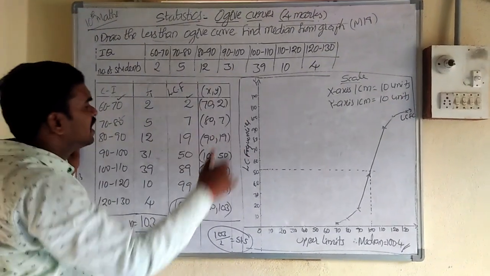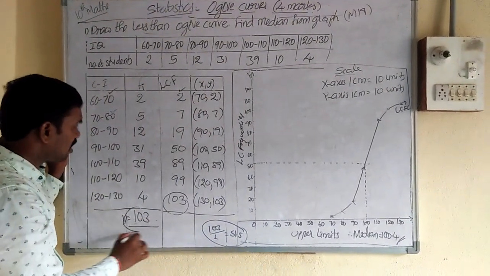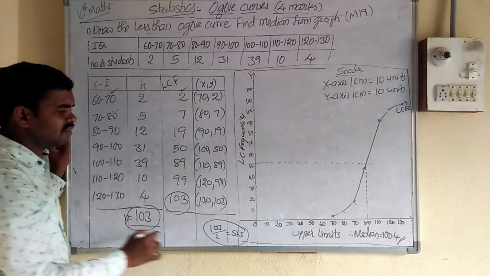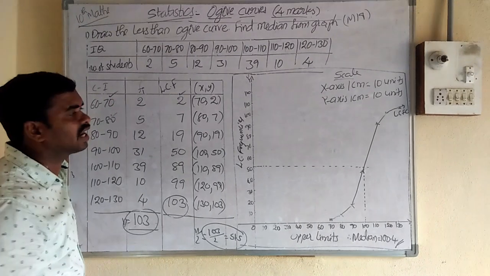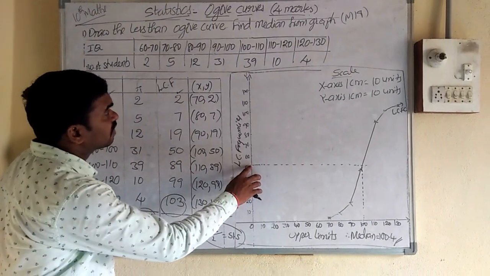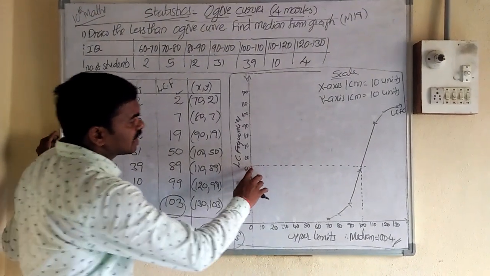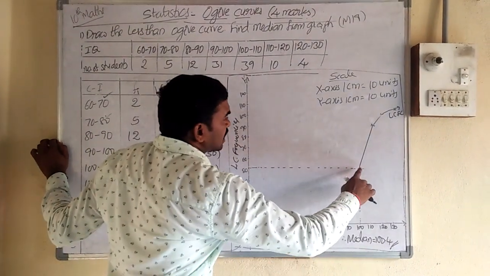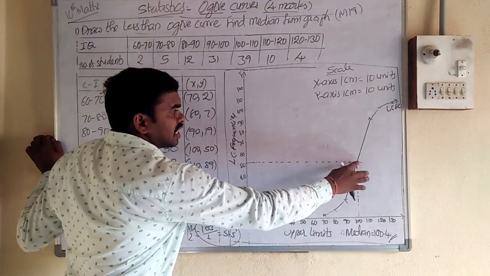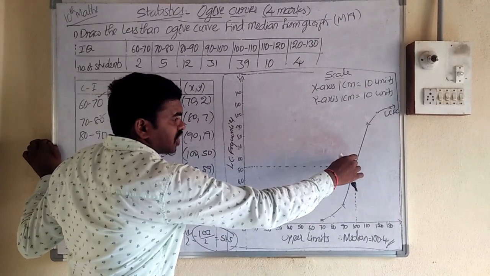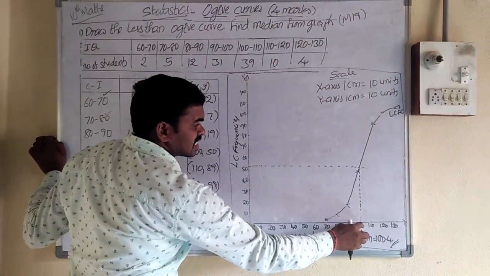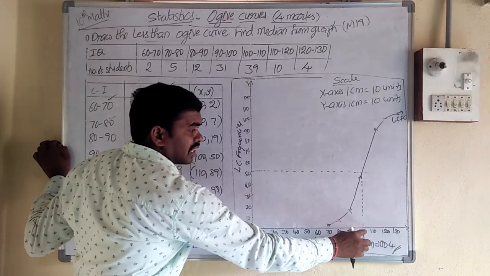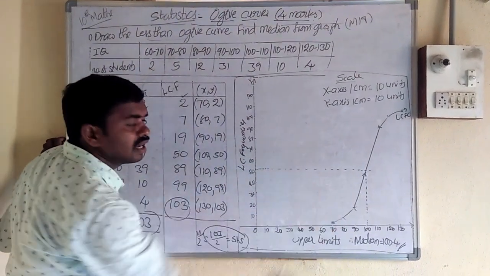Next, to find the median, take the sum of frequencies as n and find the n by 2 value. So what is the n by 2 value here? 51.5. Where is 51.5 on the axis? Here it is. Draw a line up to intersect the curve. Here it intersects, and from there join to intersect the x-axis. Where does it intersect on the x-axis? It intersects at 100.4. So that is the median.